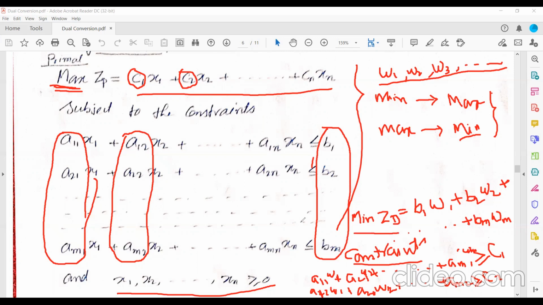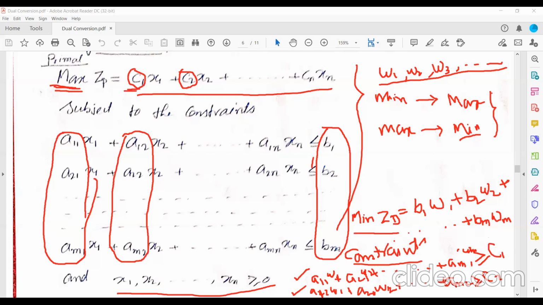Okay. Then next, to write the constants, you need to take the column coefficients of the vectors. First column coefficient will give us the first constant. Then second column coefficient will give the second constant, and this is less than, so it will change to greater than or equal to. C1 means this coefficient.